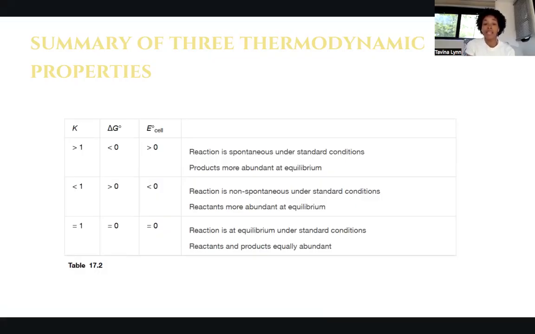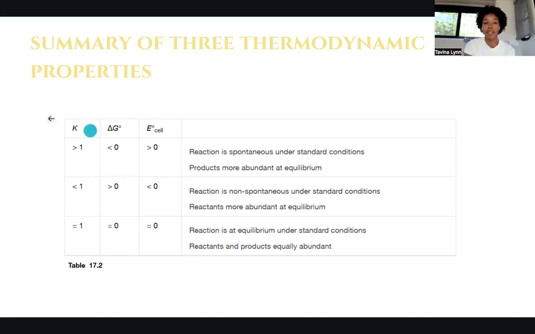If K is less than 1 and delta G is greater than 0 and standard cell potential is less than 0, the reaction is non-spontaneous under standard conditions, and the reactants are more abundant at equilibrium. If K is equal to 1 and delta G and standard cell potential are 0, the reaction is at equilibrium under standard conditions. And the reactants and products are equally abundant.